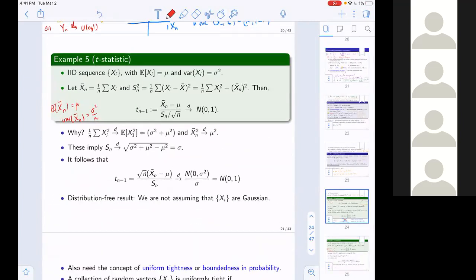So we know that 1 over n times the sum of x_i squared converges to the expectation of one of them. This is by the weak law of large numbers. And the expectation of one of them is the second moment, so it's going to be equal to the variance plus the mean squared. Then we also have that x bar n squared converges to mu squared. Okay, why is this?